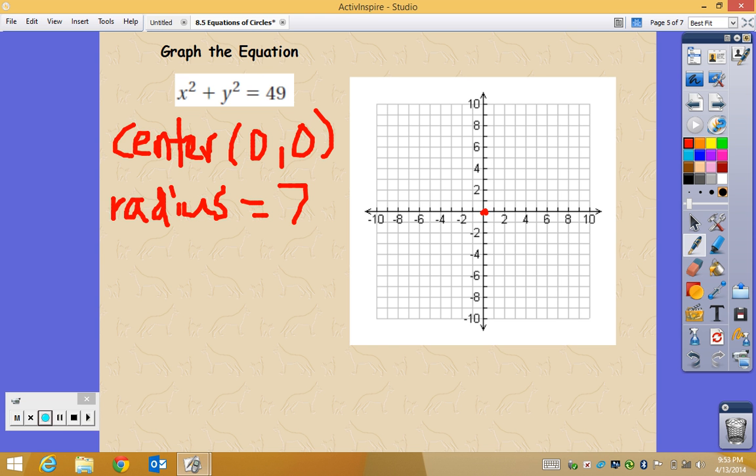So we have a radius of 7, so we need to move 7 points in 4 directions. 1, 2, 3, 4, 5, 6, 7. It's pretty easy when we're at the center. We just go up to 7 on both directions of both axes. So we have our points. Now we draw our circle in. And it should look something like that. And again, don't worry if it's not a perfect circle.